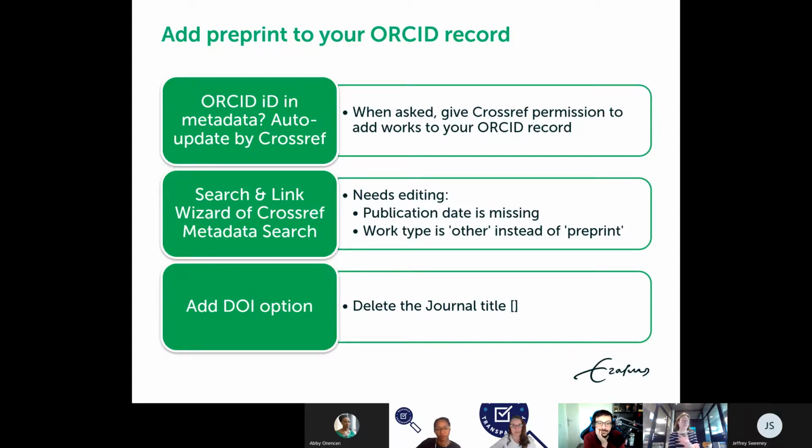So for preprints, OSF uses Crossref. That means that if you have already given permission to Crossref to auto-update, they will appear in your record automatically. If you haven't given Crossref permission, then unfortunately you have to wait till Crossref asks for your permission. So they will send a message once they find your ORCID ID in their metadata, and that can be for a journal article, a preprint, or something else.